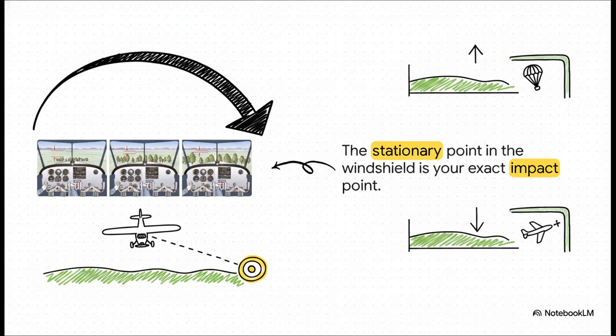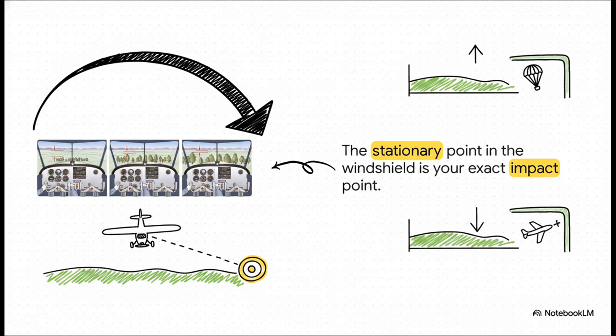looks like it's rising. But there is exactly one spot on the ground that stays completely stationary in your windshield. It just slowly gets bigger and bigger. That spot, that's your impact point. If the field you're aiming for is moving up on the windshield towards the horizon, you're going to fall short.